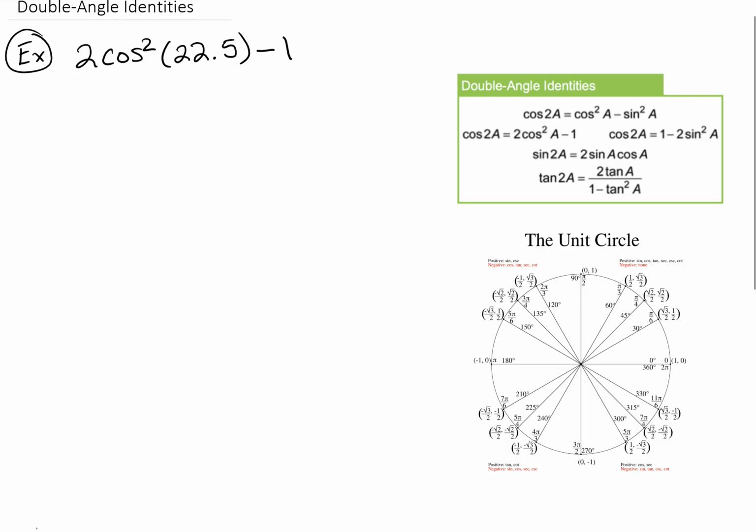In this video, we're taking a look at some of the double angle identities that are available to us in trigonometry. So we're looking at the very first example here, and it says 2 cosine squared of 22.5 minus 1. So what we're going to do is try to match this with one of the angles that's over here. So 2 cosine squared of some theta minus 1 is what we're looking for.